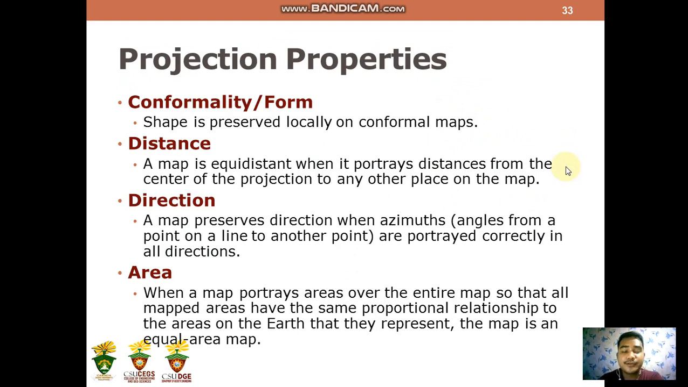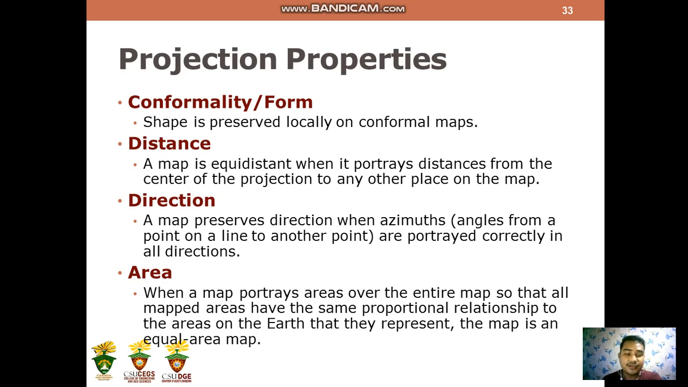And we have these projection properties. We have four projection properties. First is conformality, or form. The shape is preserved locally on conformal maps. Any projection should preserve something, and for conformality, the shape is what it preserves. For distance, a map is equidistant when it portrays distances from the center of the projection to any other place on the map. It preserves the distance.